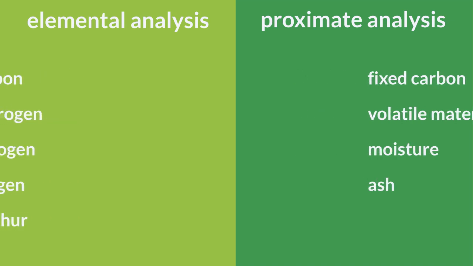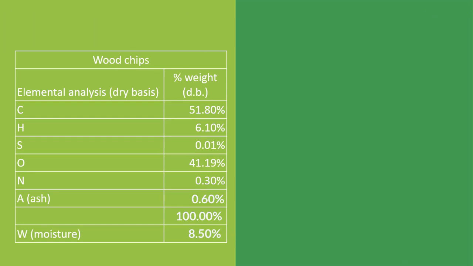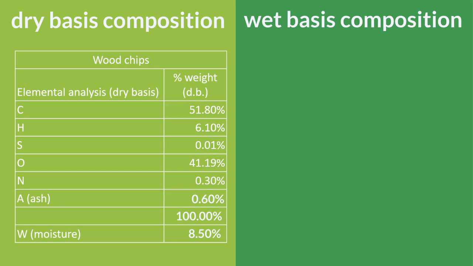Let's see an example. The elemental analysis of a sample of wood chips is as shown in the table. The proximate analysis gives us the content of ash that we must add to have the dry basis composition. The proximate analysis also provides the moisture content. With these data, we can calculate the wet basis composition, just multiplying the dry basis composition of each element by 1 minus the percentage of water.